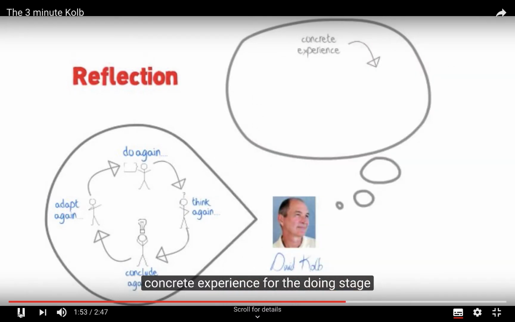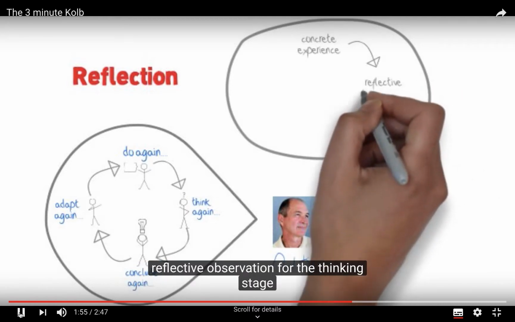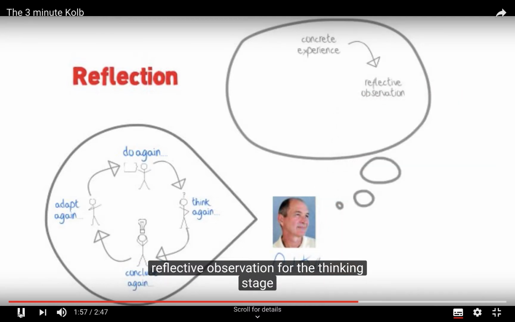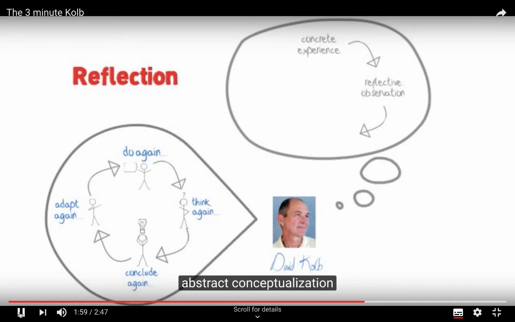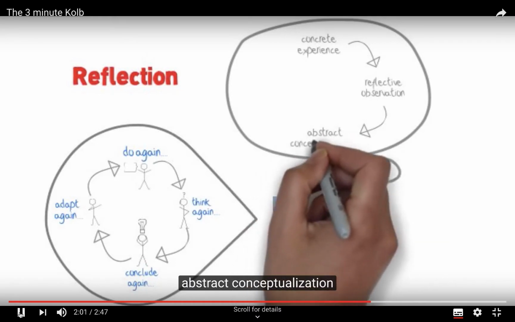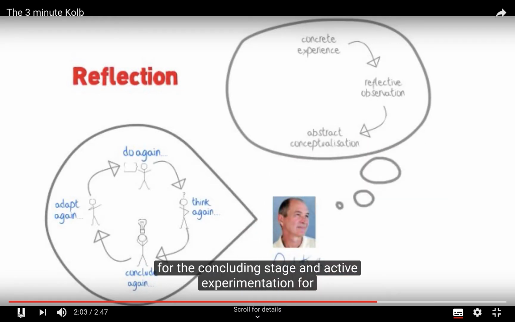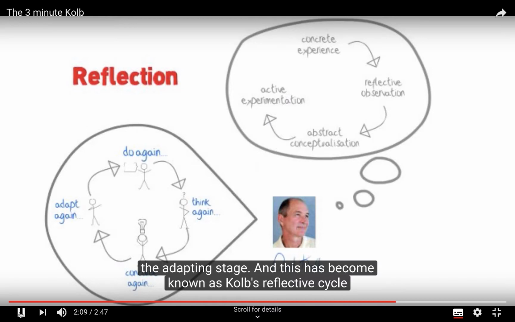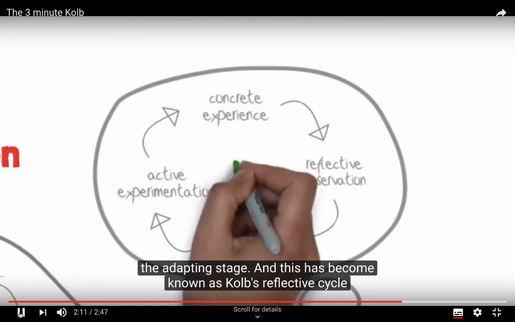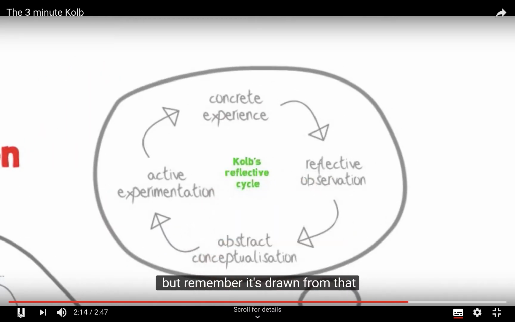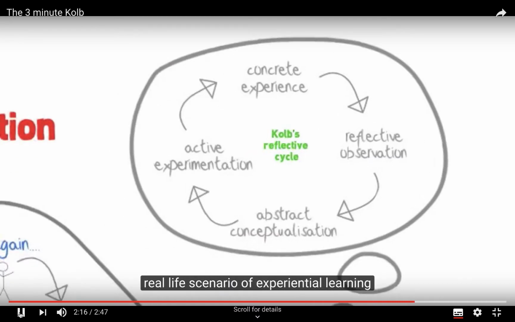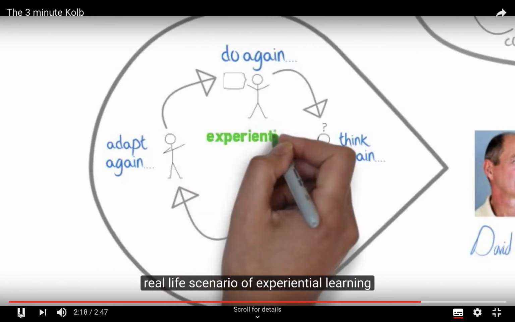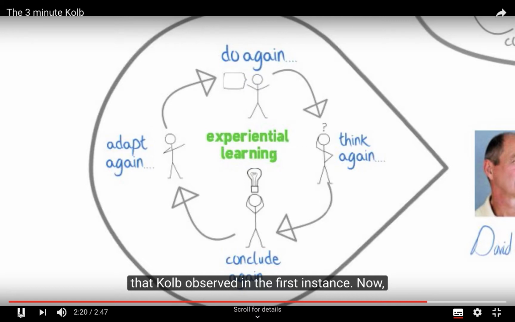Concrete experience for the doing stage. Reflective observation for the thinking stage. Abstract conceptualization for the concluding stage. And active experimentation for the adapting stage. And this has become known as Kolb's reflective cycle. But remember, it's drawn from that real-life scenario of experiential learning that Kolb observed in the first instance.